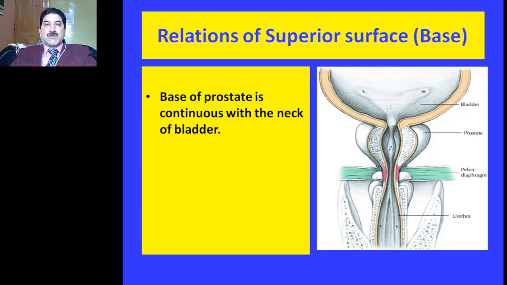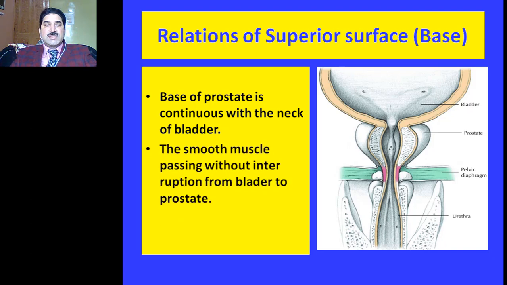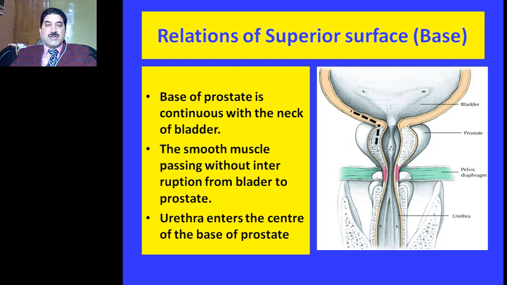Superior relations of the prostate. The base is also called the superior surface of the prostate. The base of the prostate is continuous with the neck of the bladder, the smooth muscle passing without interruption from bladder to prostate. As shown in this diagram, the urethra enters the center of the base of the prostate.